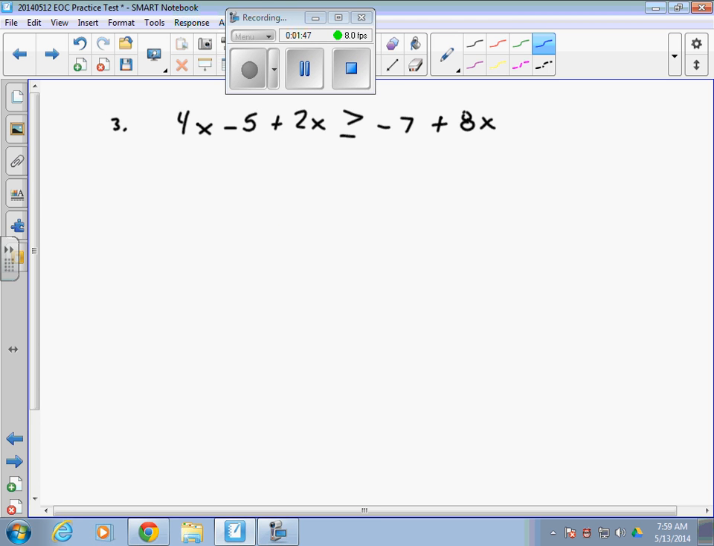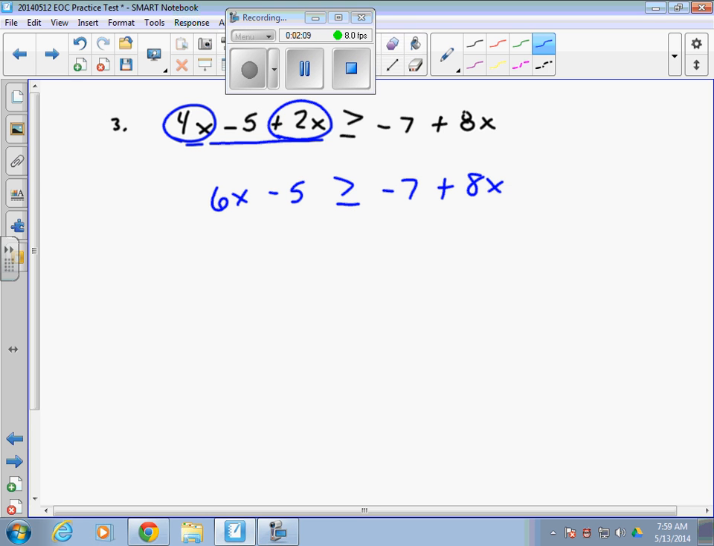Number 3 tells you to simplify this one. It says, Miss Stanley asked the students to solve this. Which of the following inequalities is equivalent? Okay, well, we have this left side over here, we have to simplify. We have like terms, 4x and 2x. That gives you 6x minus 5. It's greater than or equal to negative 7 plus 8x.